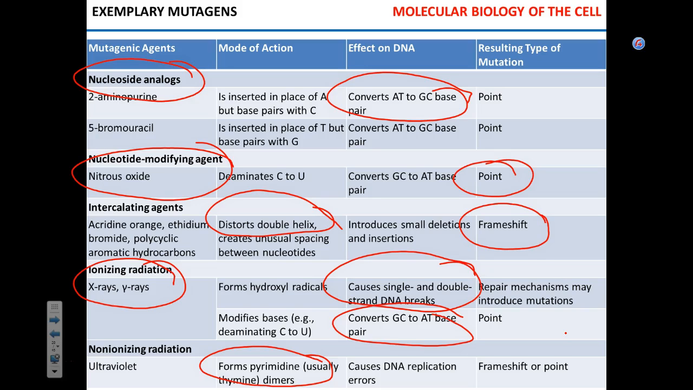If I ask you what type of mutation an intercalating agent causes, you tell me it's a frame shift. If the question is about X-ray or gamma ray, you tell me it's going to be a double-strand break or nucleotide repair substitution. And finally, for the UV light, it's going to be a frame shift or point mutation, the result of formation of pyrimidine dimers. Okay, that's what you have to know. Am I clear?